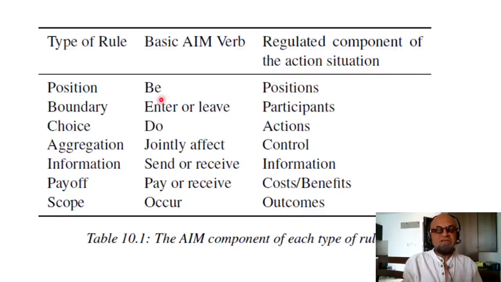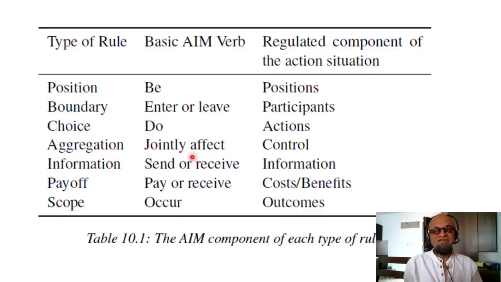So position is to be. So those regulated components of the action situations are all the positions, whether it's in a game or in a school or in the institute as a whole, and so on. Boundary, so you enter or leave through the boundary. So participants in this case could be spectators, could be customers, could be vendors, suppliers, employees, and so on. Choice, aim is to do. Basic verb is action, do. So that's of course actions.